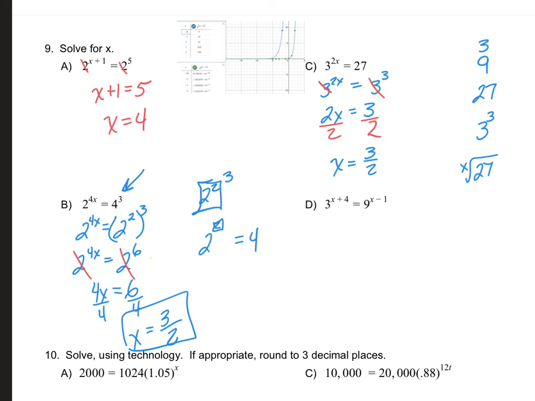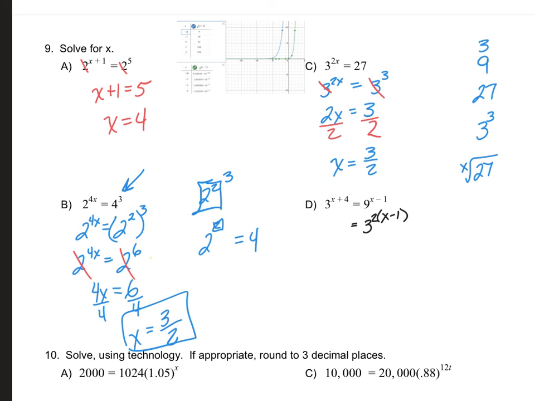But the graphing calculator actually is a mess here. I tried zooming in and out trying to find it, and it was just way off. So sometimes the calculator is not even the easiest way. What we're going to do is do this algebraically.